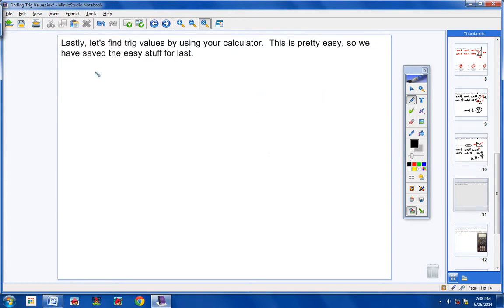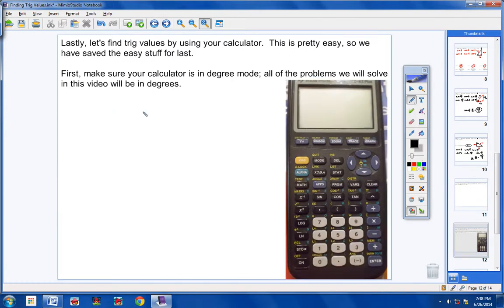Lastly, let's learn to find trig values by using your calculator. Now, you did this in geometry, I'm sure. It's really easy. We have definitely saved the easy stuff for last, okay? But first, I want you to make sure your calculator is in the degree mode. If it's not, then you're going to miss all the problems we're doing. And all the problems we're going to do in your homework and in this video today are going to be in degrees, okay?